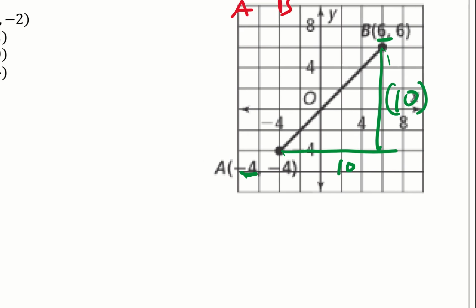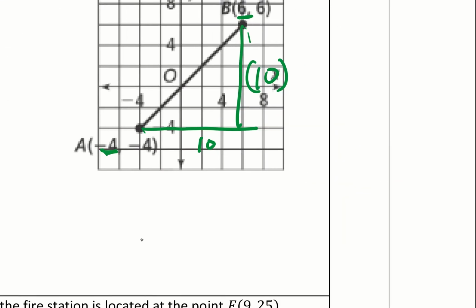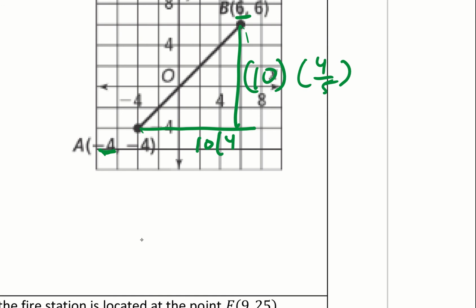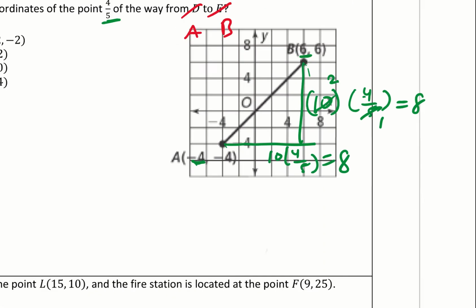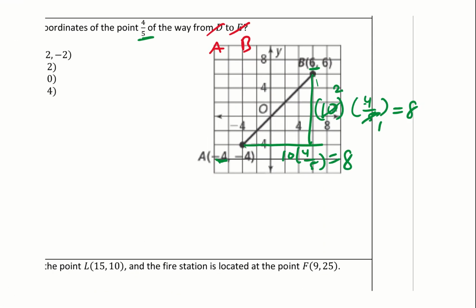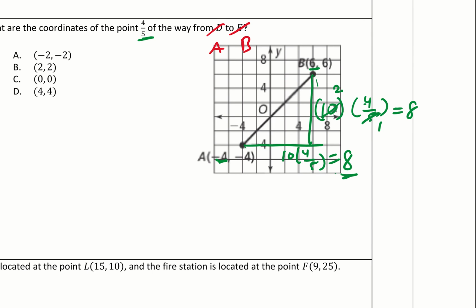Then you multiply by 4/5. 10 divided by 5 is 2. 2 times 4 is 8. So both of these are going to be 8. So you're going to go 8 spaces to the right and 8 spaces up, from A. Sorry, I circled D. Remember, each of these is going by 2s. So this is 2, 4, 6, 8. 2, 4, 6, 8. And there's your coordinate. So your coordinate is 4, 4.